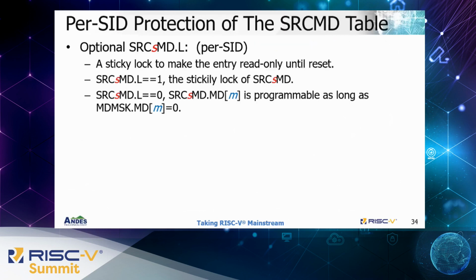After we saw the per MD lock, let's change an angle and see the per SID lock. Every SRCMD register has a lock bit, L. It's similar to the lock bit in a PMP entry. The difference is that besides the L bit, to program the MD field in a SRCMD register, we should also refer to the MDMSK as shown in the previous slides. The L bits are optional. If an IOPMP doesn't implement them, they should be wired to 0.